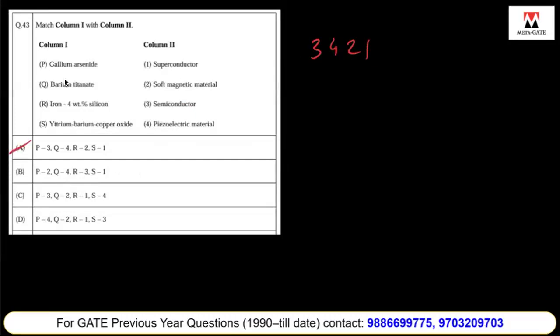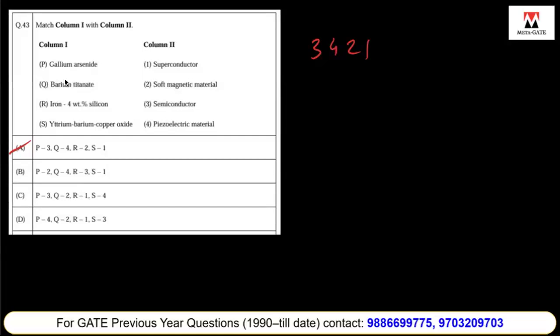Okay. Let's see each point. The gallium arsenide is a semiconductor. It has unique electrical and optical properties, making it suitable for various electronic devices, transistors, lasers, solar cells. It is widely used in semiconductors.